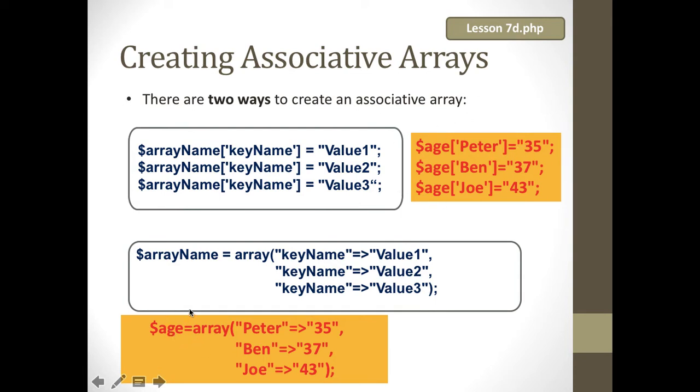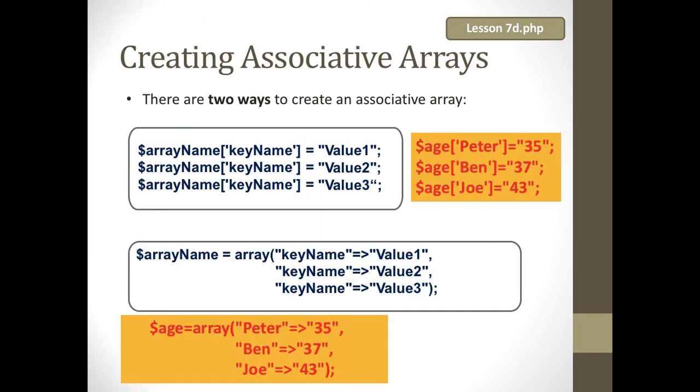Number two style is a slightly different style, but the output will be the same. In this case, you use the same variable, age, and then array, and then brackets. You have a string here, Peter, and then this special symbol, equals and greater than, and then you have 35, 37, and 43. These are the two ways to implement associative array.